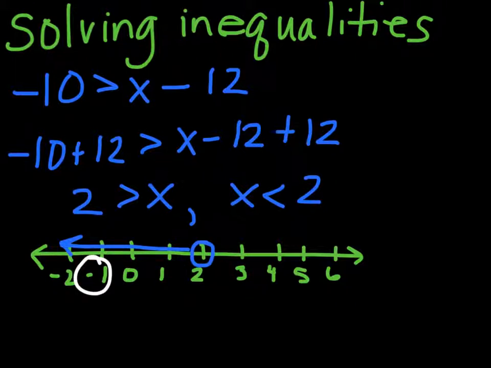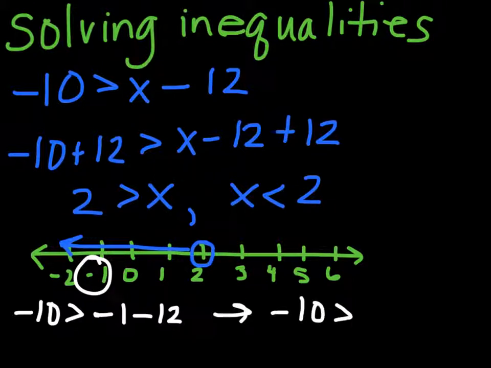Let's try negative 1. Negative 10 is greater than negative 1 minus 12. That will give us an answer of negative 10 is greater than negative 13. That is true, so this value for x does work. Let's try a number not in our set to see if that works.